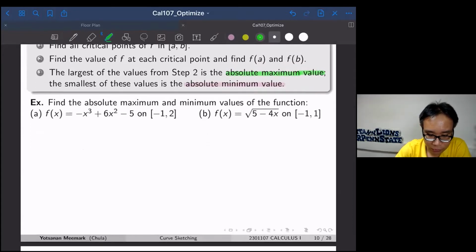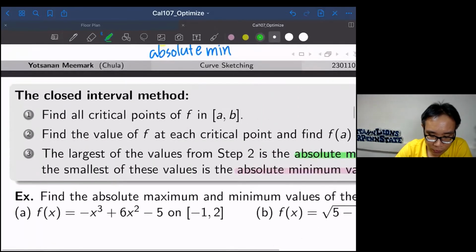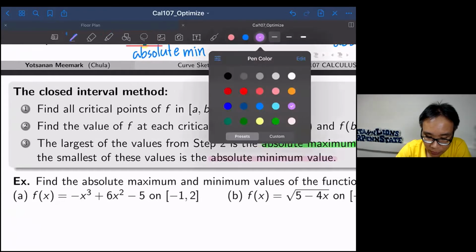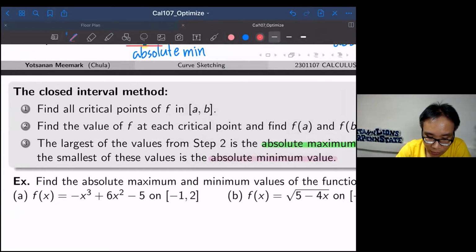Let's do this one. I want to emphasize that the things we are working with right now lie inside the interval. So we're not gonna go outside this interval. Everything will lie in the interval AB.